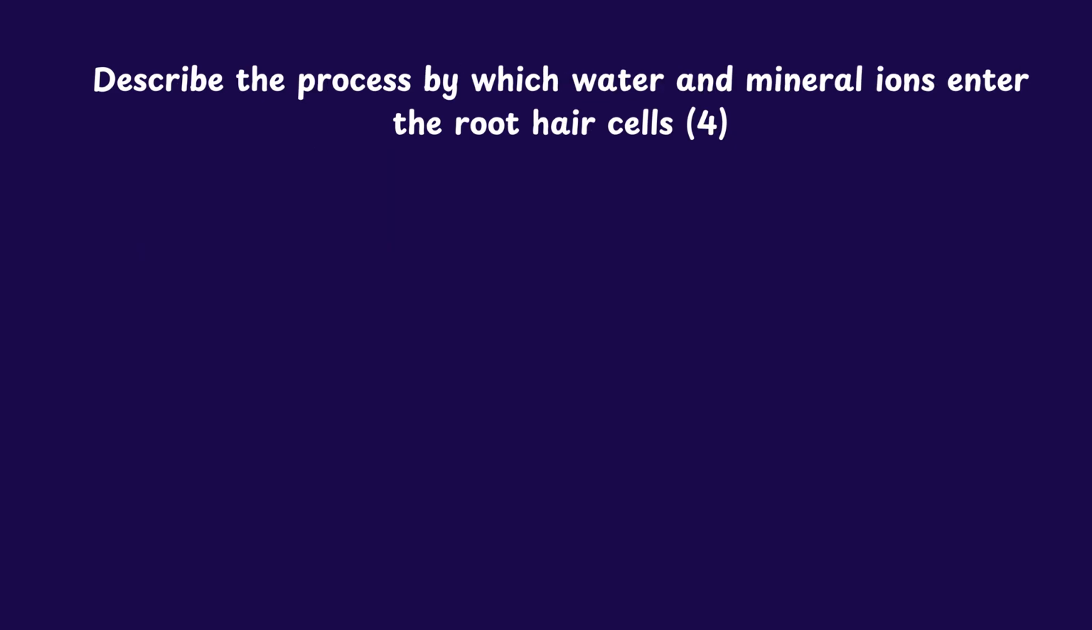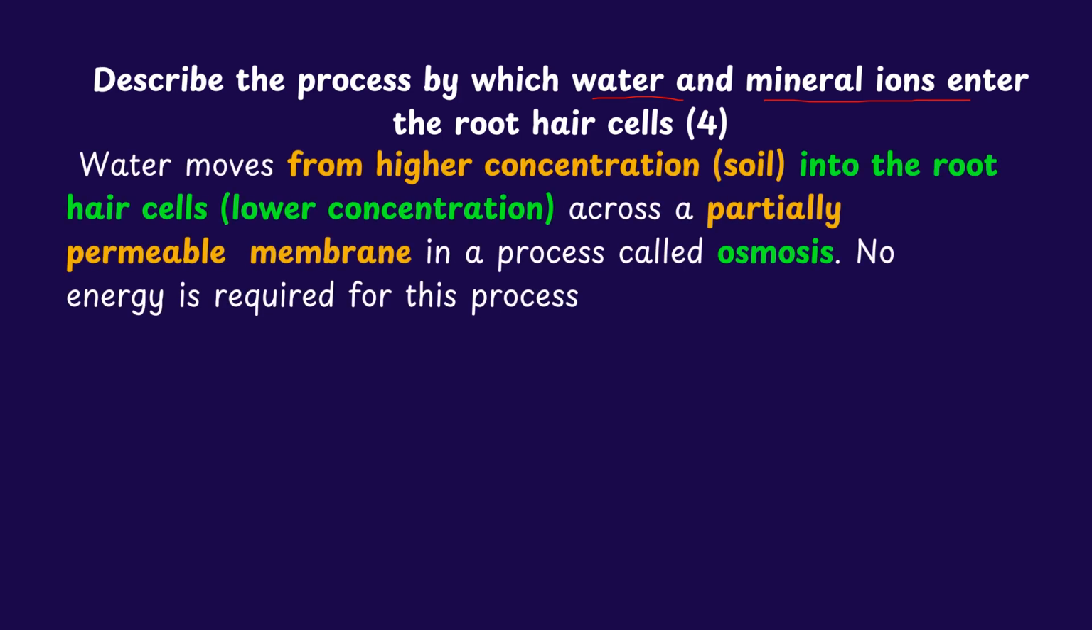Question 2. Describe the process by which water and mineral ions enter the root hair cells. And this values 4 marks. So we know that water enter by osmosis. Mineral ions enter by active transport. All right, so let us look at the answer. So water moves from higher concentration, which is in the soil, into the root hair cells, and that's where lower concentration of water is found, across a partially permeable membrane in a process that is called osmosis, and no energy is required for this process.